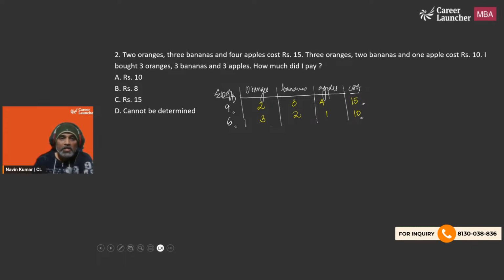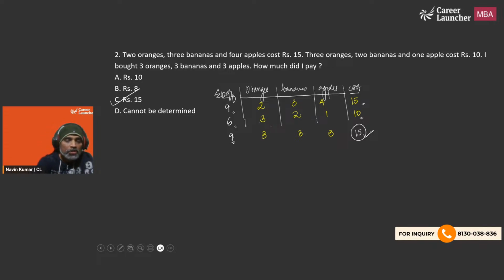Right? If this is true, then we can use 3 oranges, 3 bananas, and 3 apples. That would mean 9 total fruits will still cost us 15 rupees. So 15 becomes our answer. So this is one way to do this. You don't have to think what to multiply the first equation with and the second equation. You can see that I haven't written down any equation here. The second way is to do a bit of hit and trial and get to the answer.